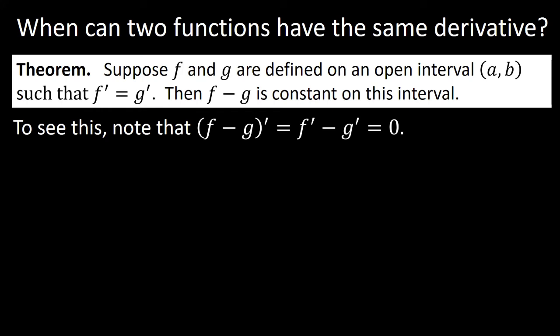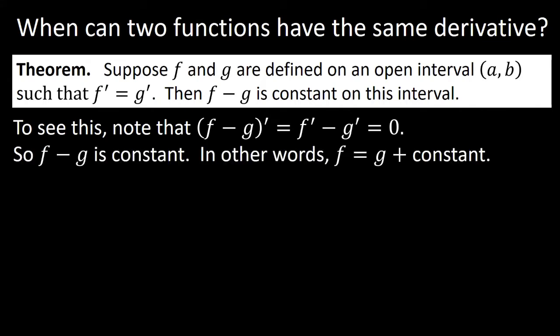So that's f prime minus g prime. And according to what we're saying, that should be 0. So the derivative of f minus g is 0. How can the derivative be 0? Well, it means that f minus g is constant. In other words, f is g plus a constant. Again, a very, very short argument, and as proofs go, this hardly counts as a proof.